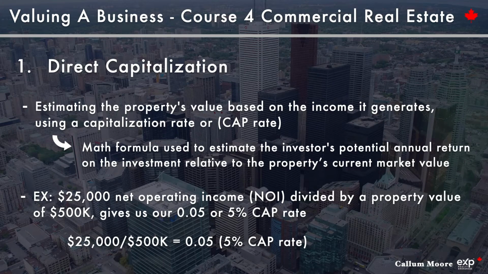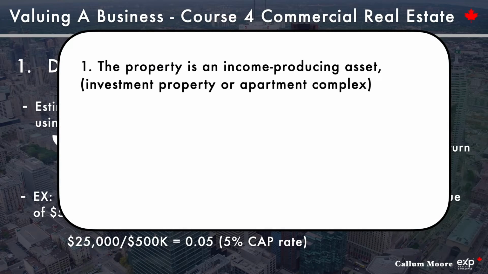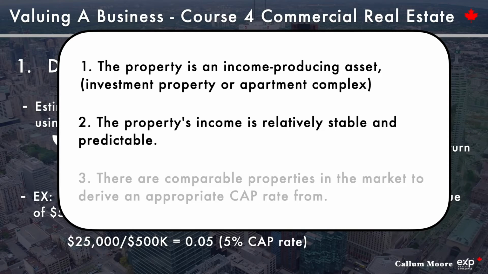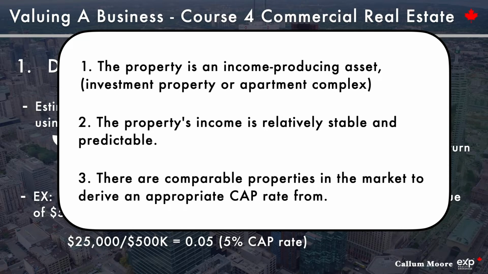3 quick things to consider when you are using the direct capitalization method. 1, the property is an income producing asset like an investment property as mentioned, or even an apartment complex. 2, the property's income is relatively stable and predictable. And 3, there are comparable properties in the market to derive an appropriate cap rate from. This method would not be appropriate for properties with high variable income rates, not predictable, or future development years into the future, or even if it was very hard to find comparable properties. That's something that may appear on the exams.